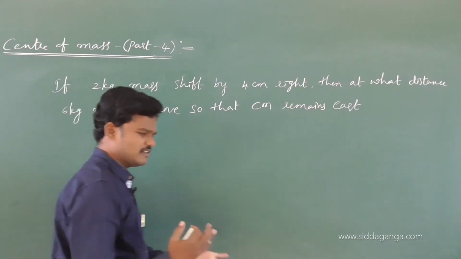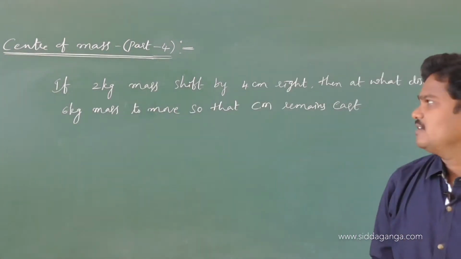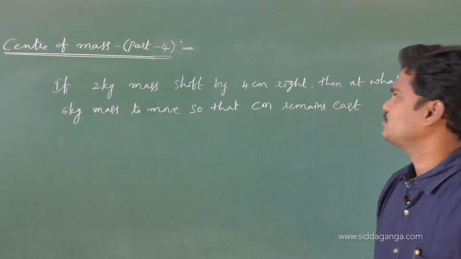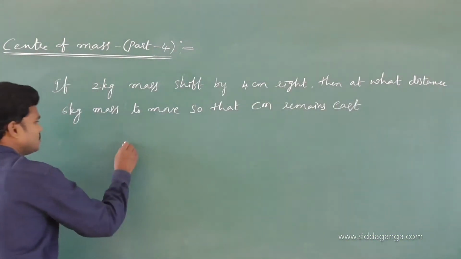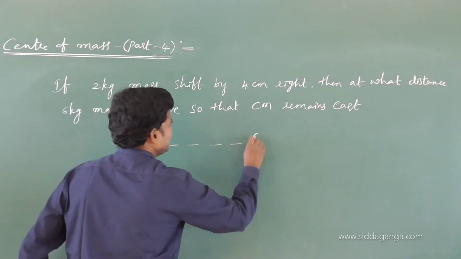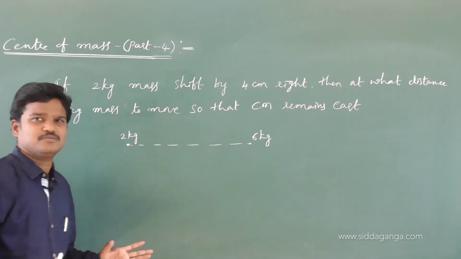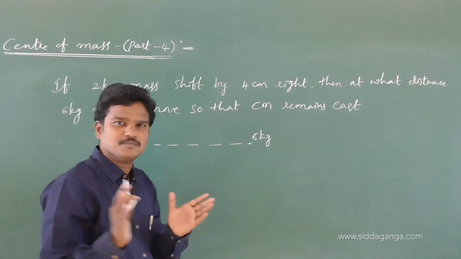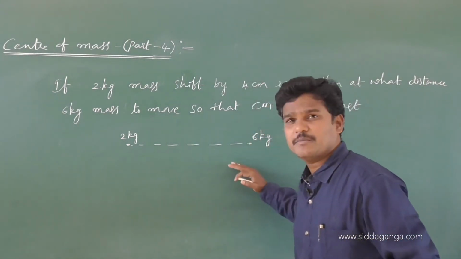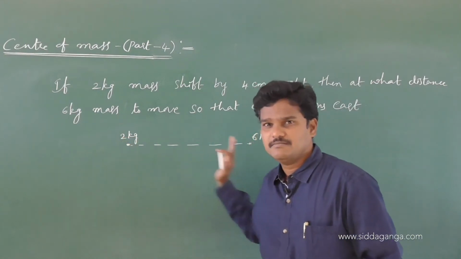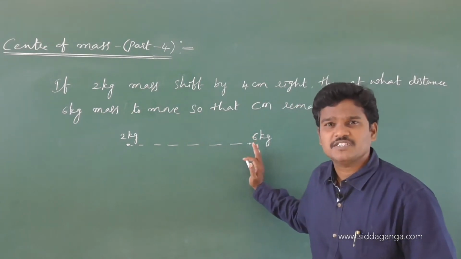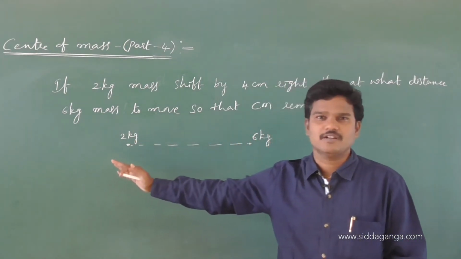I am giving some general problems now, so use this knowledge to solve problems from any other textbook. They have given 2 kg and 6 kg. Indirectly, 2 kg and 6 kg are separated by some distance, which is not mentioned, so that they will have some center of mass. If we know the distance between them, we can find center of mass from 2 kg by using m2d by m1 plus m2. And if they ask you to find center of mass from 6 kg, again by using the formula we can get the answer.